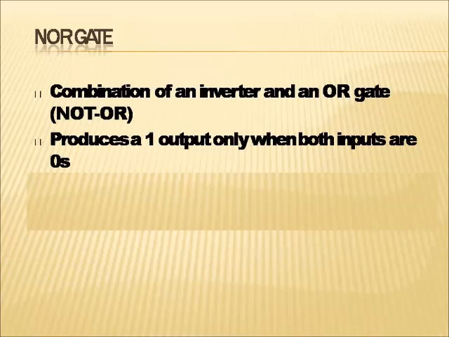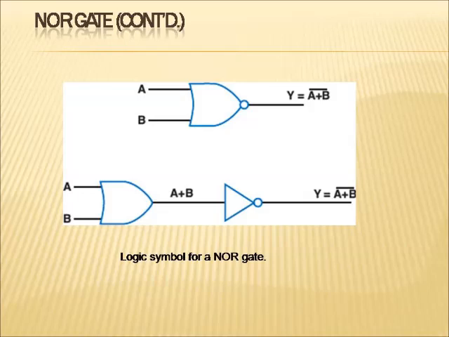Actually it is a negation of OR, right? NOR means it is the negation of OR gate. NAND means it is the negation of AND gate. Okay, here you can see the diagram of a NOR gate.